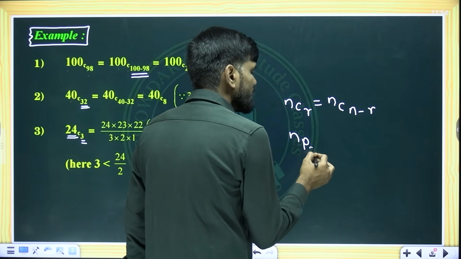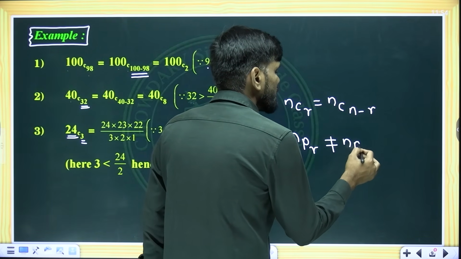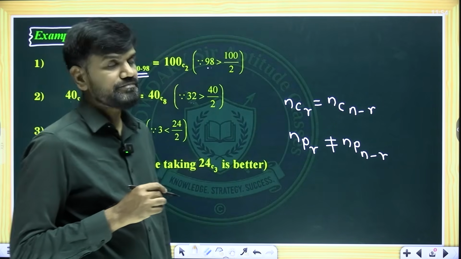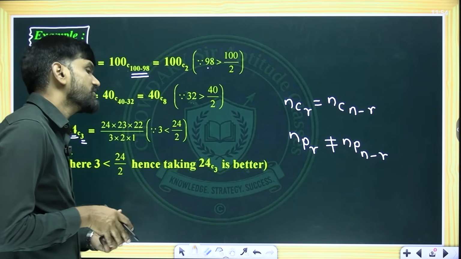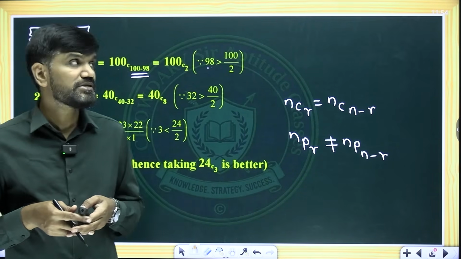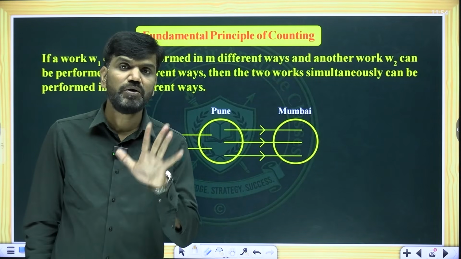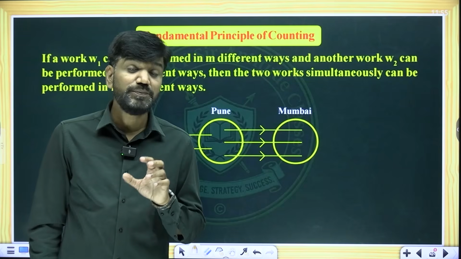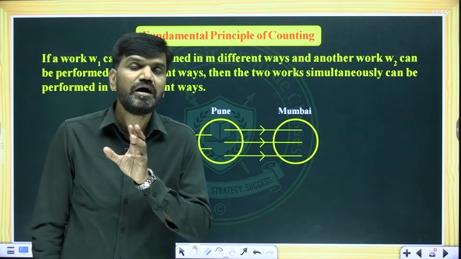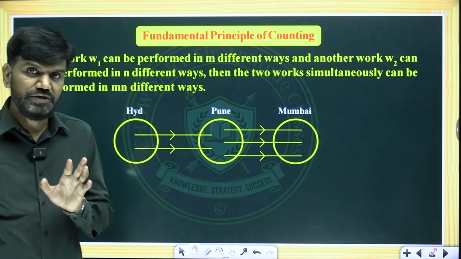NPR is never equal to NPN minus R. Keep this in mind. Now, the next thing that we have to understand for you to solve the problems from this chapter is the concept of the fundamental principle of counting. This fundamental principle of counting is the base of thinking for all the concepts you are going to get in permutations and combinations.